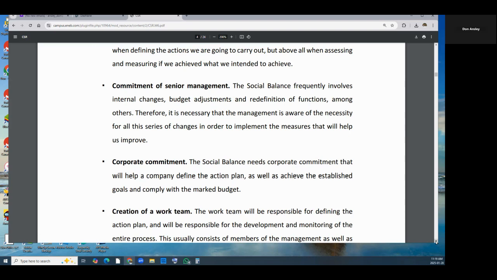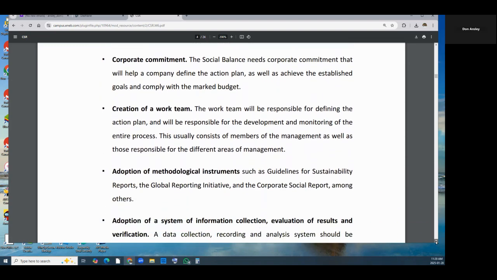Corporate commitment. The social balance needs corporate commitment that will help a company define the action plan, as well as achieve the established goals and comply with the marked budget. Creation of a work team.